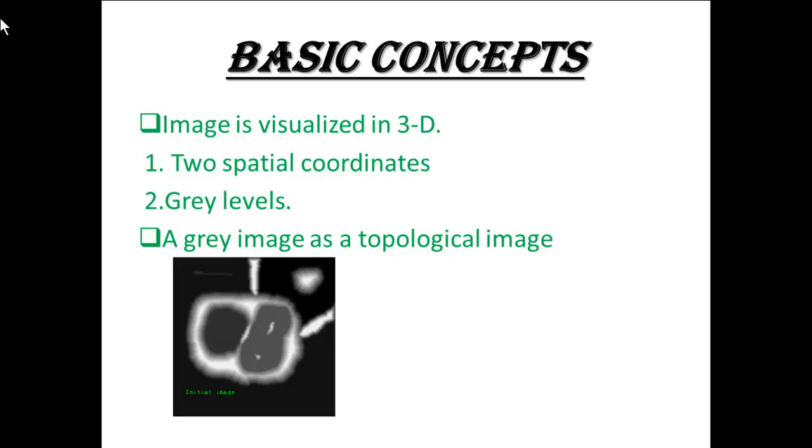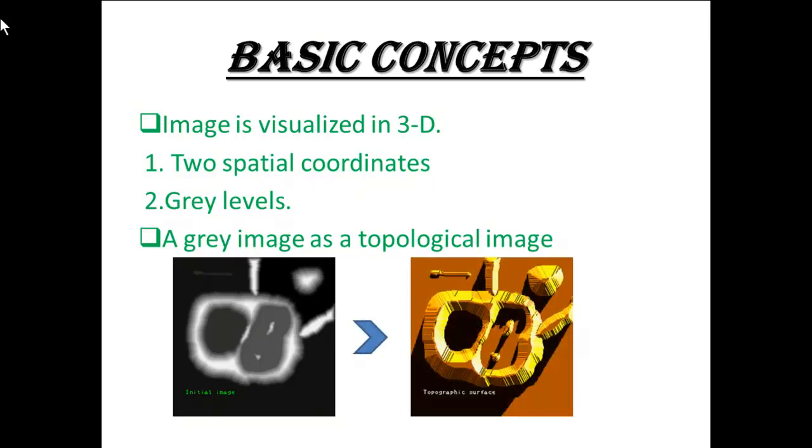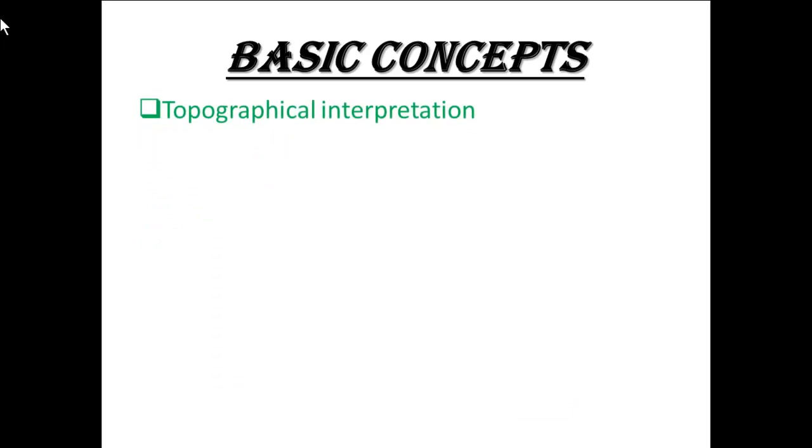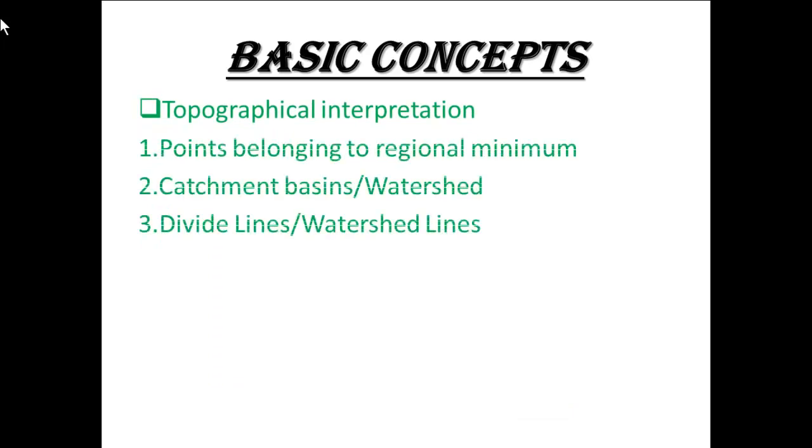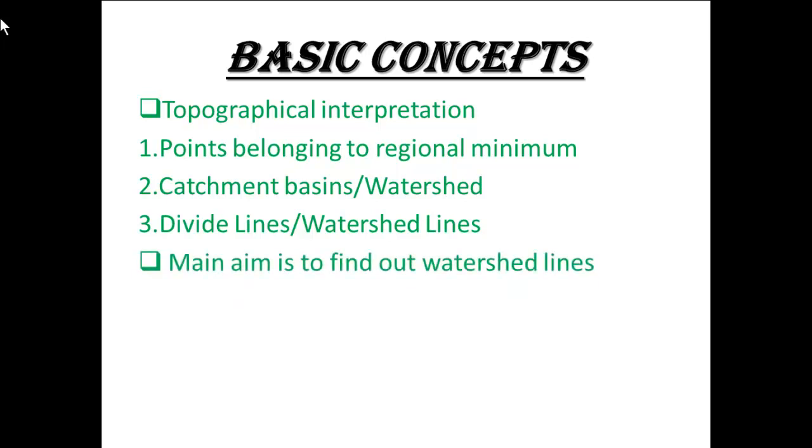Here is an image. Now it's transformed on the basis of its gray level. Topographical interpretation: points belonging to a regional minimum, catchment basin or watersheds, divide lines or watershed lines. The main aim is to find watershed lines.